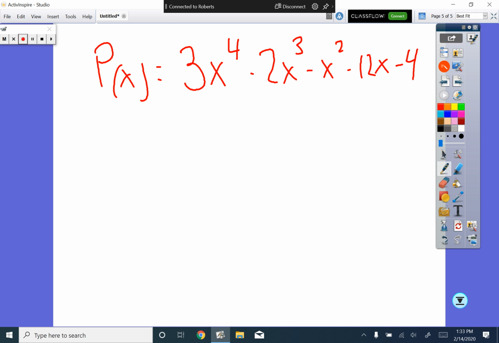Okay, we're going to find all the zeros. How many zeros should I have? I should have 4 total zeros. Now, we're going to do some of our theorems just to get practice with it because I guarantee they'll be asked on your test. Let's do the possible rational zeros.